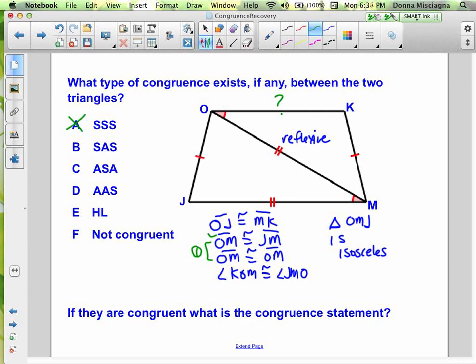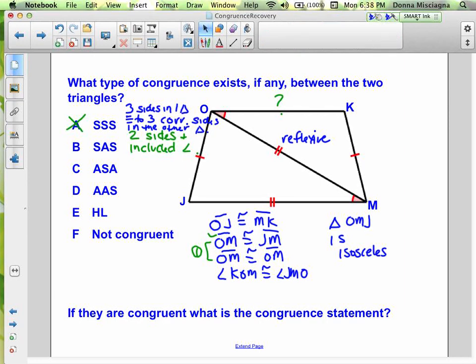How about side, angle, side? Remember, we need two sides and the included angle. And next to side, side, side, I'm going to write down what we needed so you can see why we didn't have what we needed. So side, side, side was three sides in one triangle congruent to three corresponding sides in the other triangle. So the two OMs there didn't count.